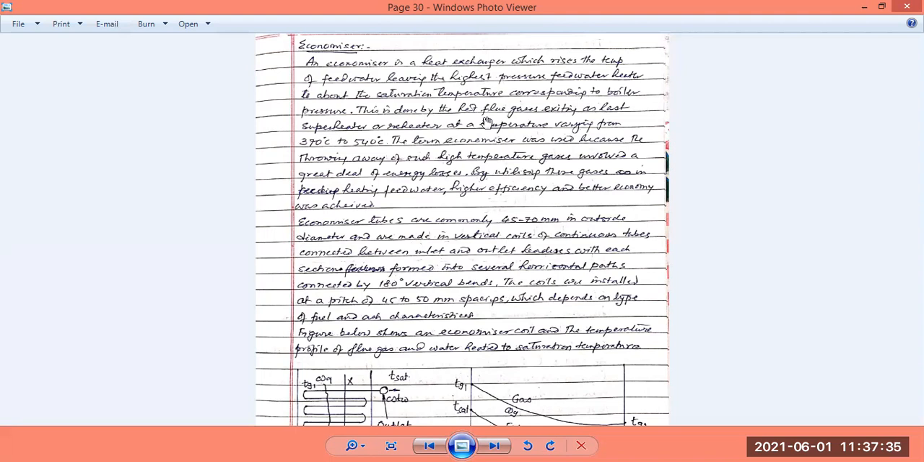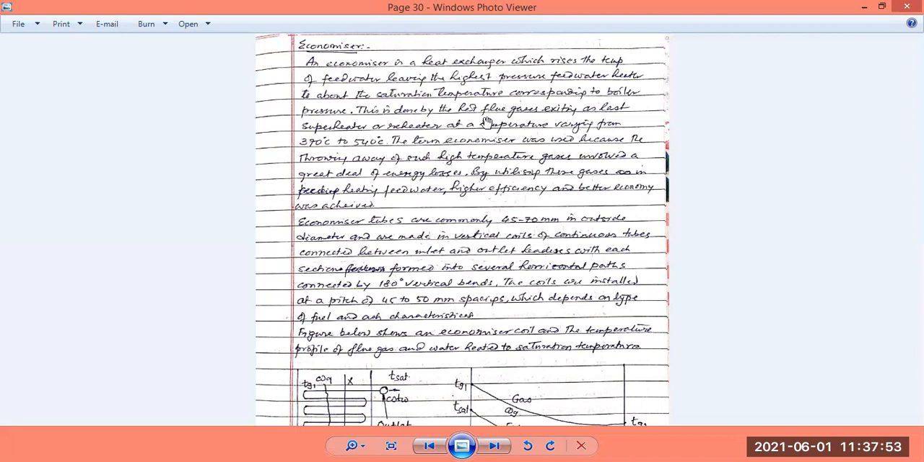The term economizer is used because throwing out such high temperature gases involves a great deal of energy losses. By utilizing these hot flue gases for heating feed water, higher efficiency and better economy are achieved.